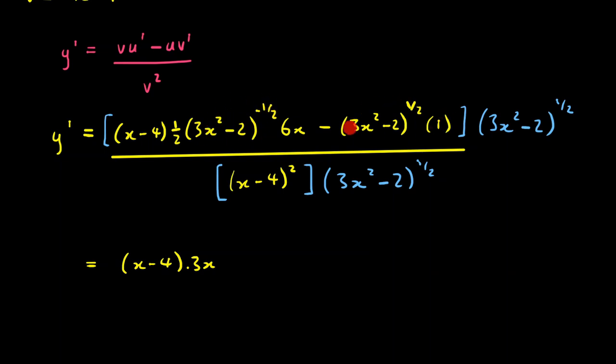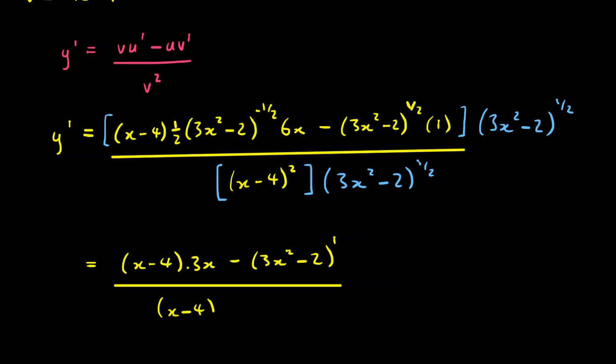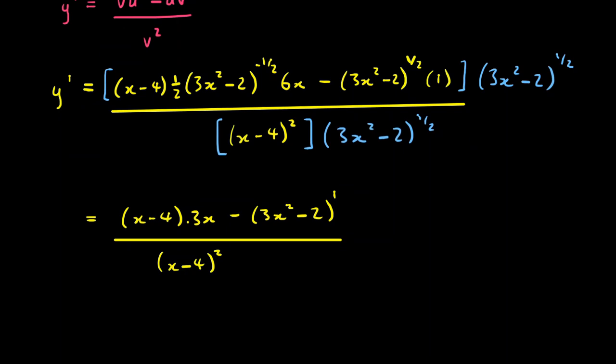Now, if we multiply this term through, then what's going to happen is (3x² − 2)^(1/2), if we times it by the same thing also to the power of a half, then what we've got to do is add these indices, and a half plus half is 1. So what we end up with is minus (3x² − 2)^1. And then on the denominator, what we've got is (x − 4)² times by (3x² − 2)^(1/2). And we could rewrite that as the square root of 3x² − 2.